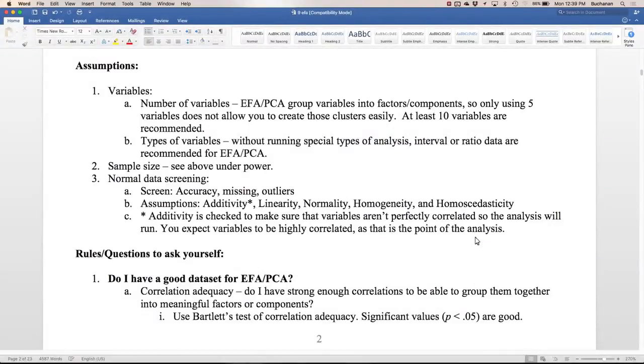Okay, we've got regular data screening. This is regression on steroids. Okay, it's regression on regression. So all of the normal data screening rules apply.